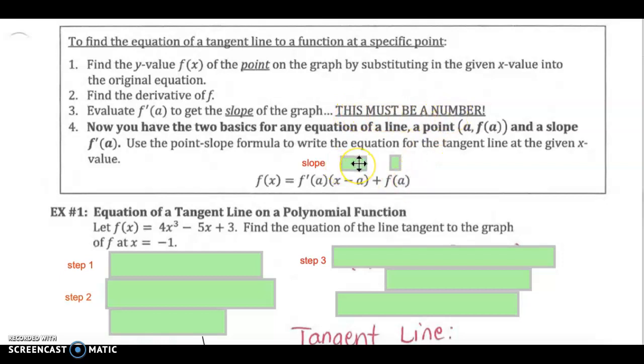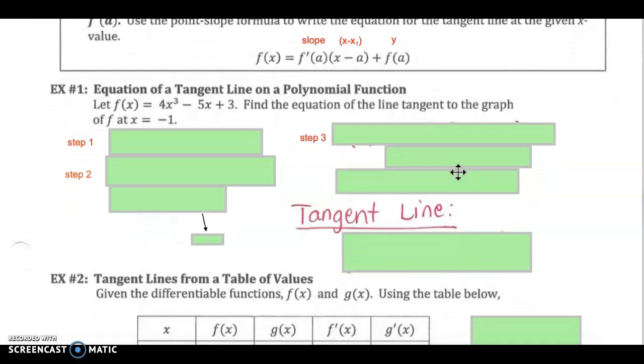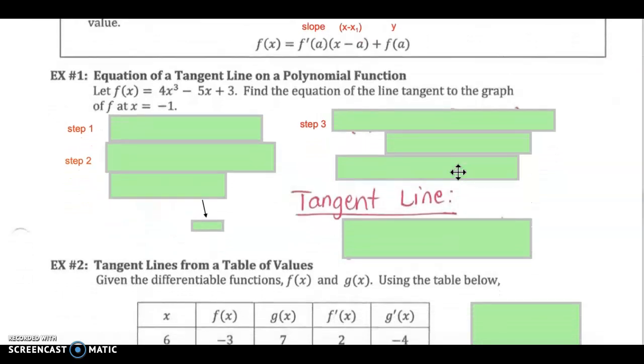So remember that. Then it's x minus a, and a is just our x1, just like we'd have in our point slope form. And then f of a is our y value. So we're going to be using that instead of the traditional slope-intercept form, like finding it that way.